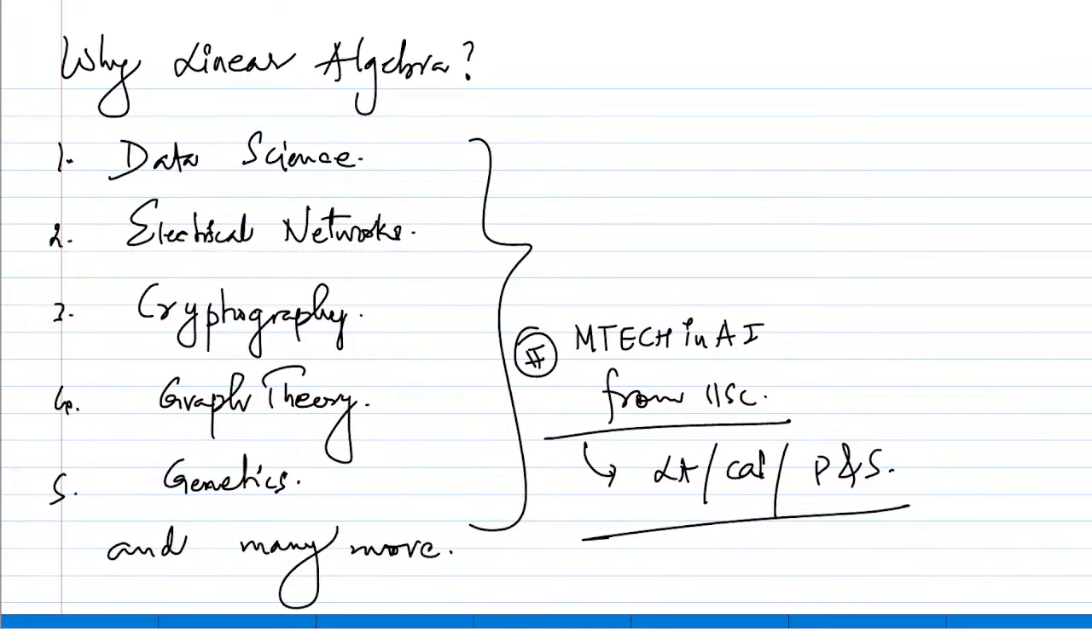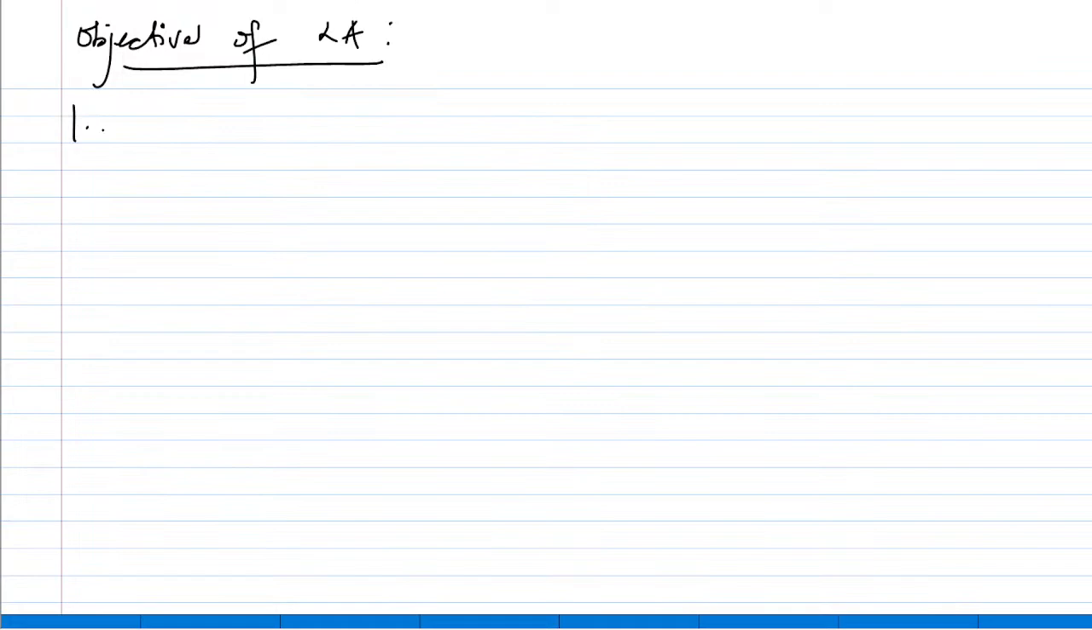So let us come to the system of linear equations. We will start with the objective of linear algebra. The very first objective, the central problem of linear algebra, is to solve a system of linear equations.